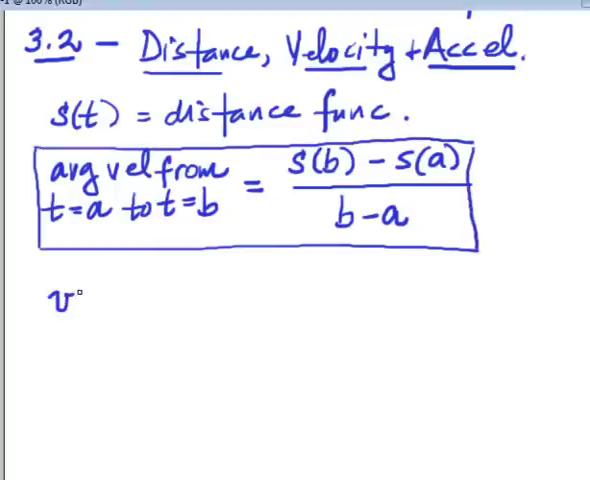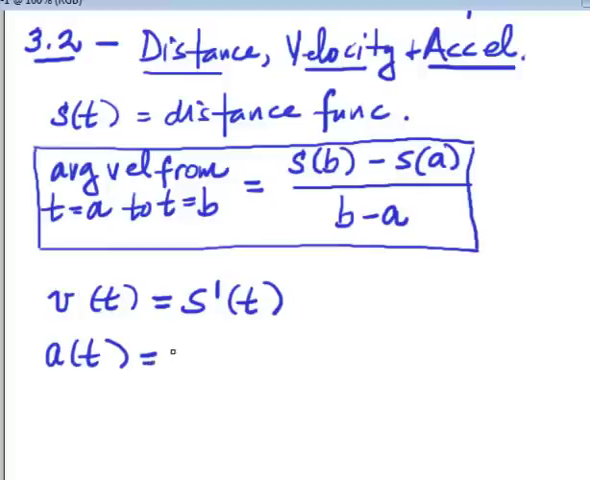And then we also saw that the velocity function, sorry, let me just get rid of this little tick mark. Okay. The velocity function is equal to the derivative of the distance function. So that gives us the velocity at a specific time. And also the acceleration is the derivative of the velocity. Okay.